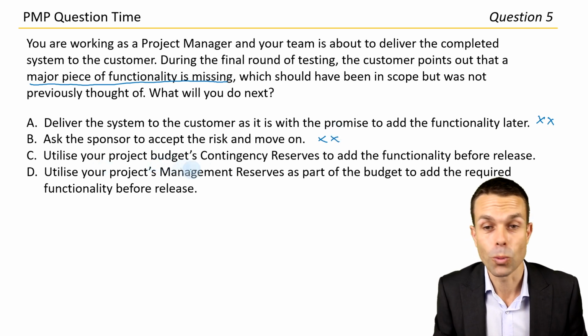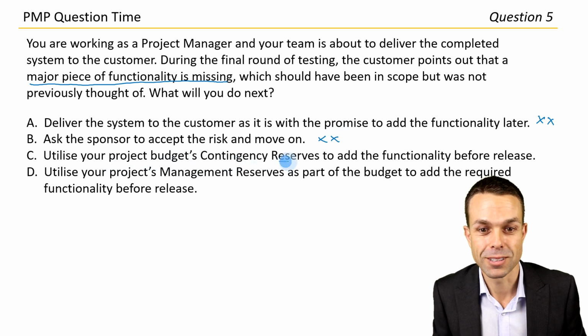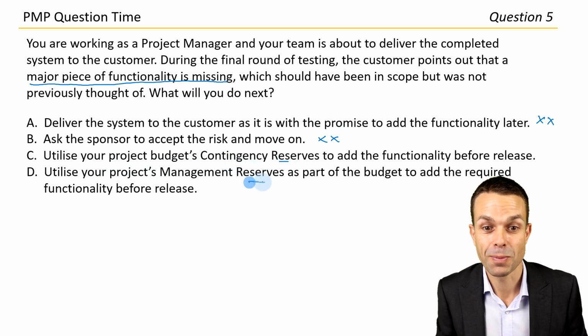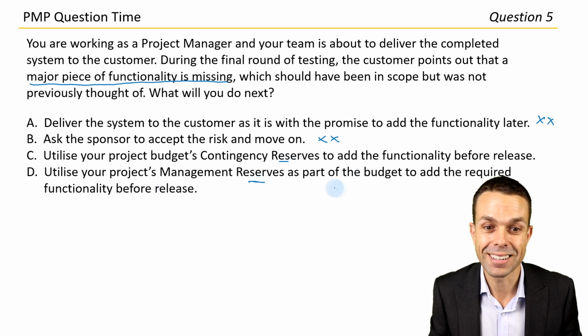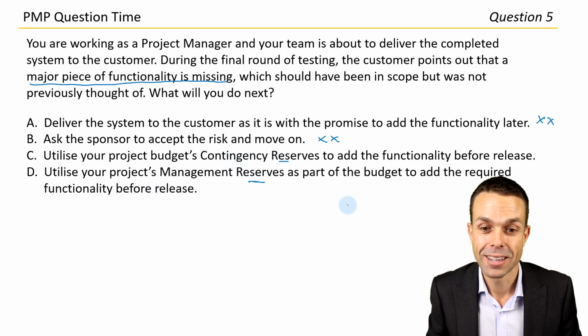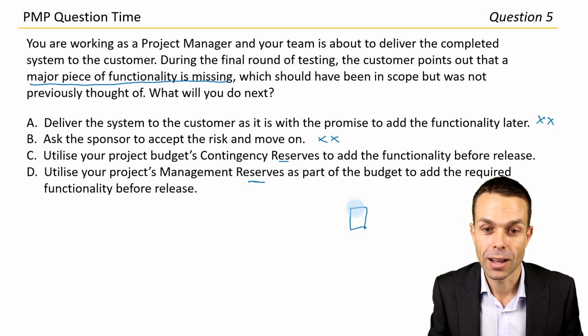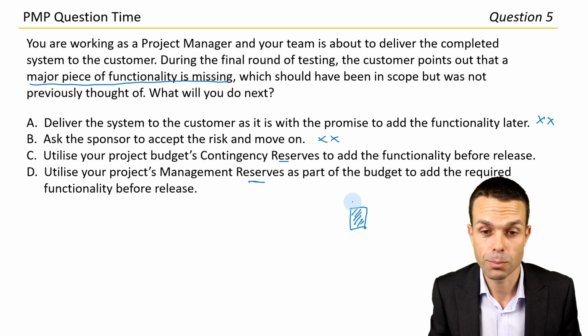Utilize your project's, here we go, reserves. Contingency reserves and management reserves. And the difference here is, so we've got these two options, contingency reserves. So we've got our initial project cost budget.